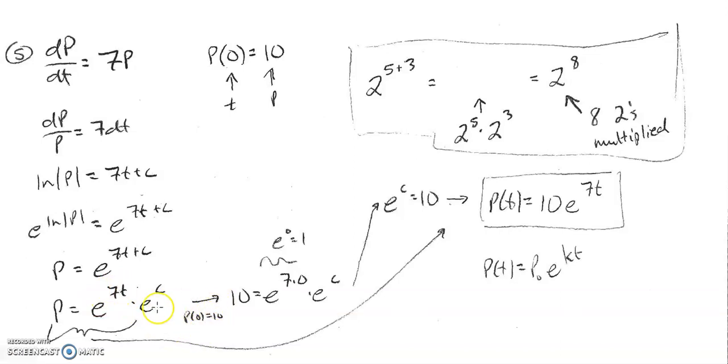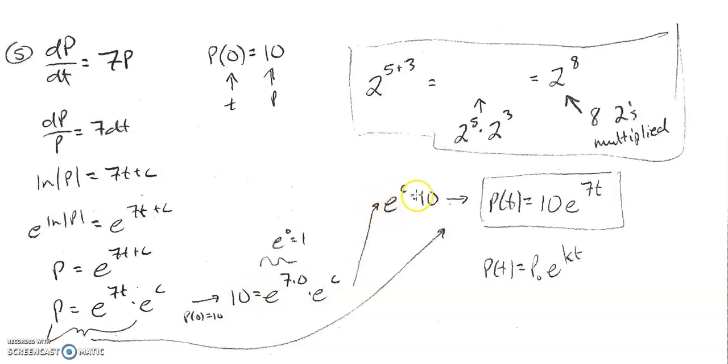From there, my first arrow comes over here. I'm now going to use my P equals 10, t equals 0. Put my 10 in for my P. That's e to the 7 times 0, which gives me e to the 0, which is 1. So really, this whole term is just 1. So I got e^C is 10.